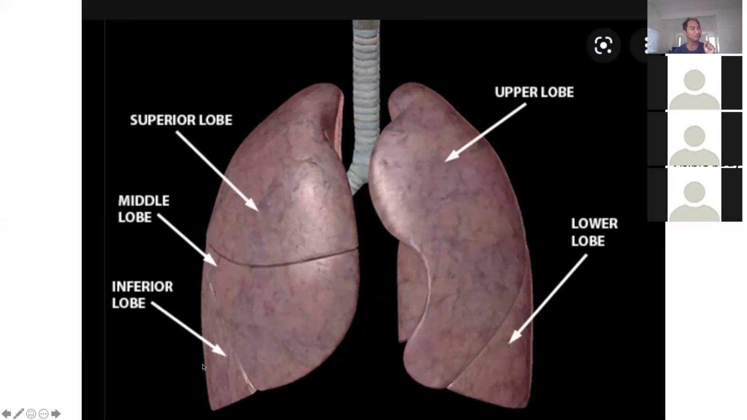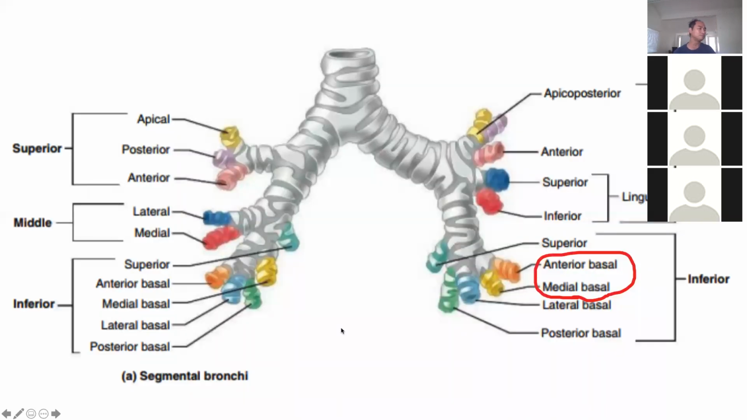So superior lobe, middle lobe, and inferior lobe. Each lobe will be further subdivided into generally 3 smaller sub-lobes. The superior lobe is made of 3 segments. The middle lobe will be made of about 2 or 3 segments, and the inferior lobe will be made of another 2, 3, 4, 5 segments. So there are more segments inside the superior, middle, and inferior lobes. That is what we call the bronchopulmonary segment.